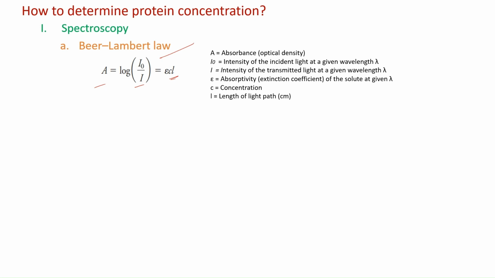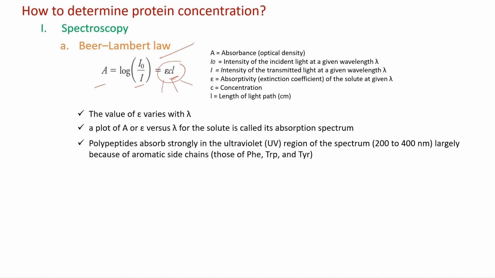At a particular wavelength, the absorbance will depend on ε C L, where C is the concentration, L is the length of the path, and ε is the absorptivity. Now the value of ε will vary with wavelength, and wavelength is denoted by lambda. Correct? Because the Beer-Lambert law depends upon a particular wavelength. So if we vary the wavelength, the absorptivity will vary. Okay, so now if we plot absorbance or absorptivity against lambda, that is the wavelength, we can get an absorption spectrum.